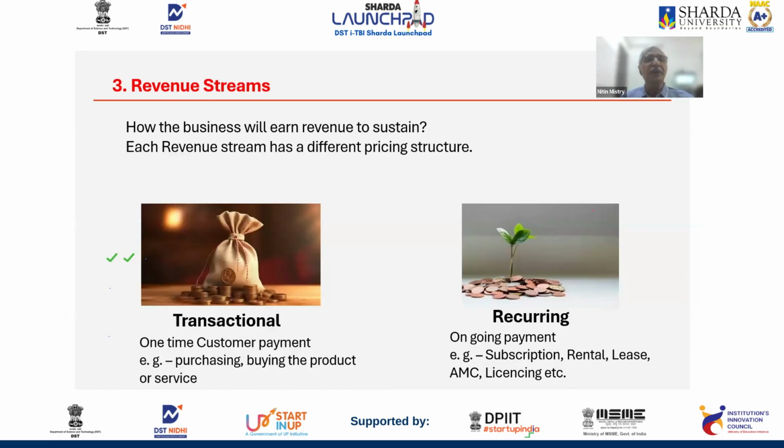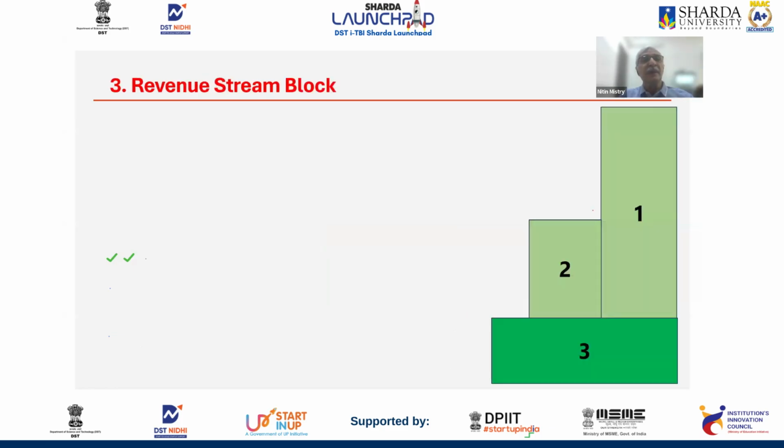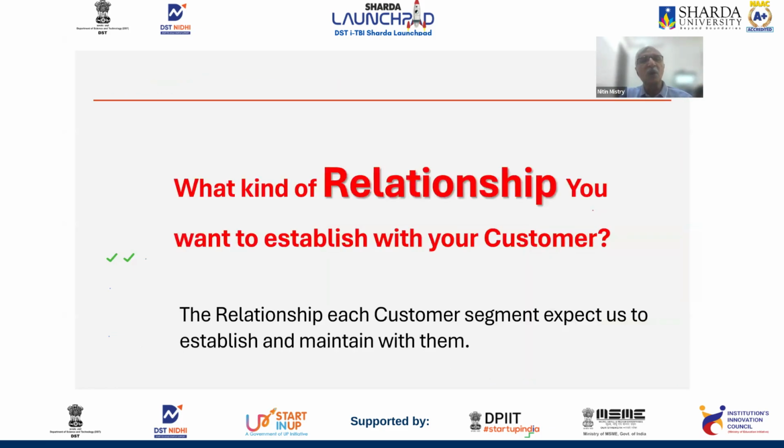So you have two kinds of revenue stream. One is transactional, one time, and the second is recurring, right? Now, so this is the third block, the revenue stream block. Okay, now go to the first.